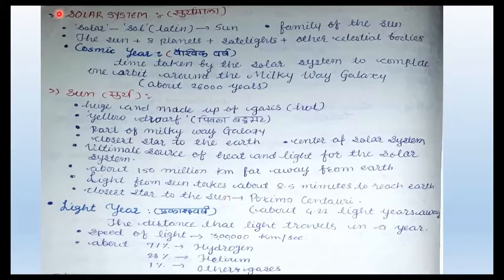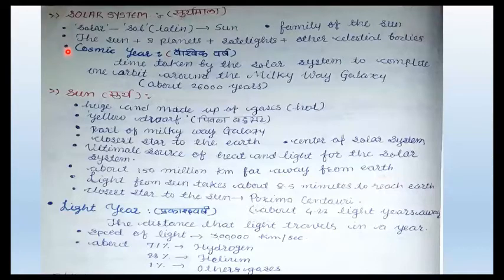Now next is our solar system. In the Milky Way galaxy, solar system is a part of Milky Way galaxy. Okay, now what is solar? Solar is from Latin sol. Now how is solar made? It is made of sol. The word sol, which is a Latin word, means the sun. Okay, solar system is what? Family of the sun. At last, sun is at the center. Okay, so what is in our solar system? The sun, 8 planets, satellites and other celestial bodies.